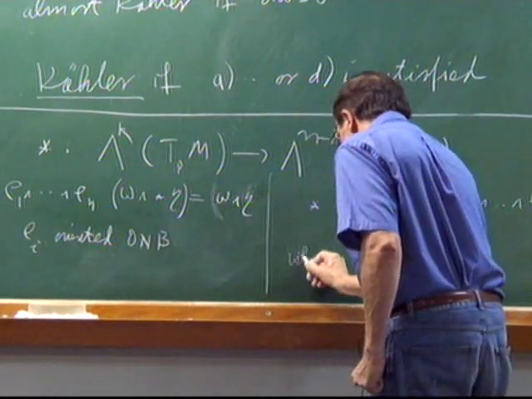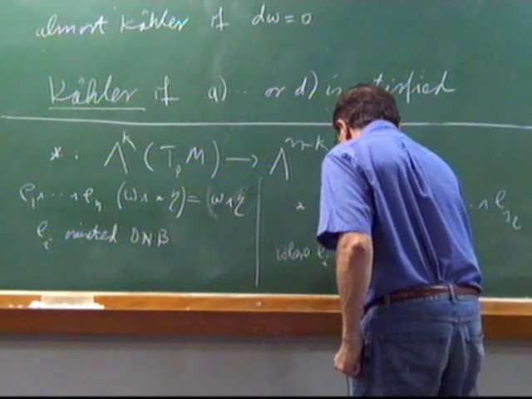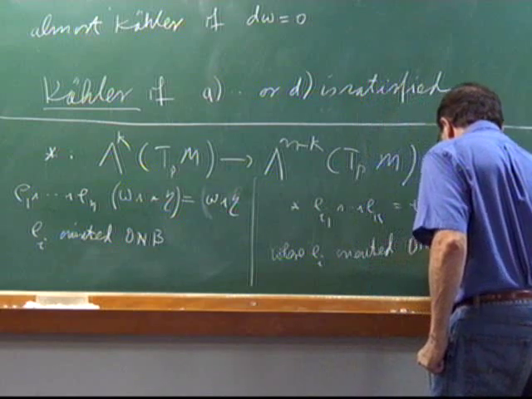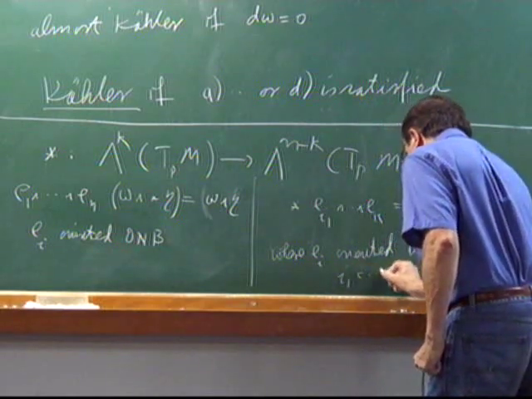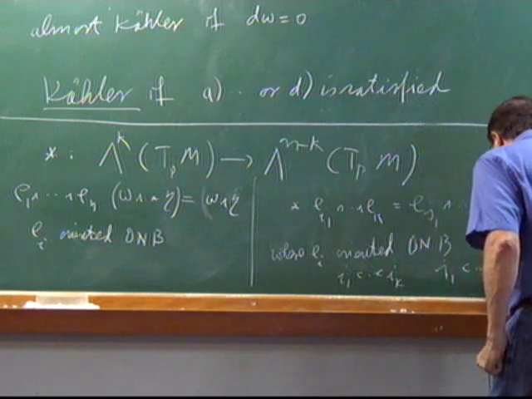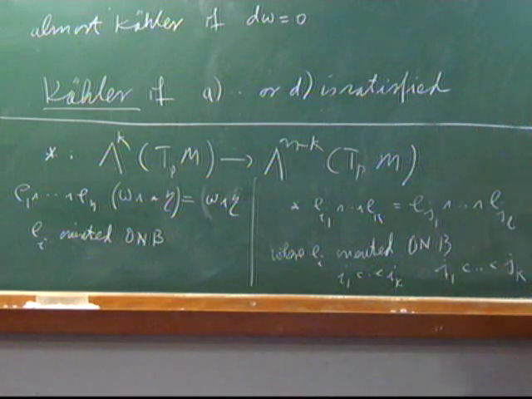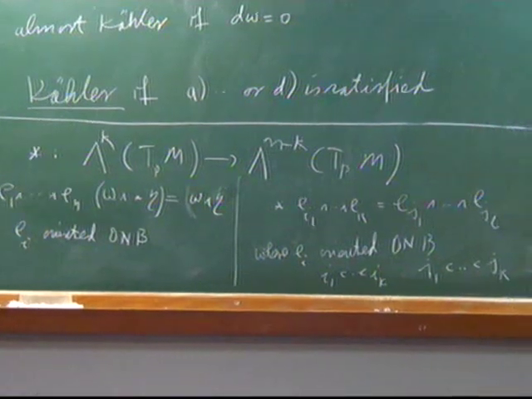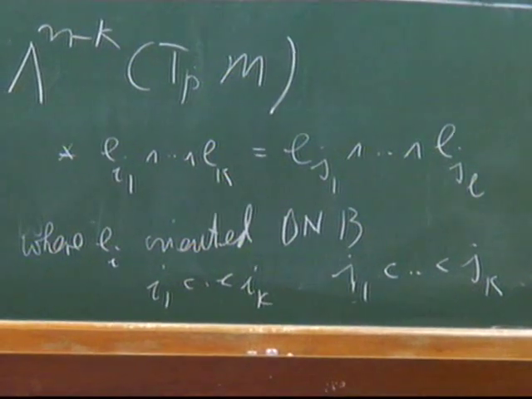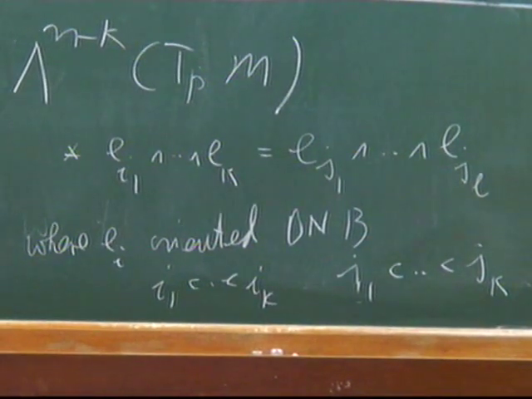Where E_I is an oriented orthonormal basis, and these are in order. So that's how you can define it using an oriented orthonormal basis. So like on a 4-manifold, star of E1 wedge E2 is E3 wedge E4. Star of E1 wedge E3 is minus E2 wedge E4, because they switch the orientation, and so on.